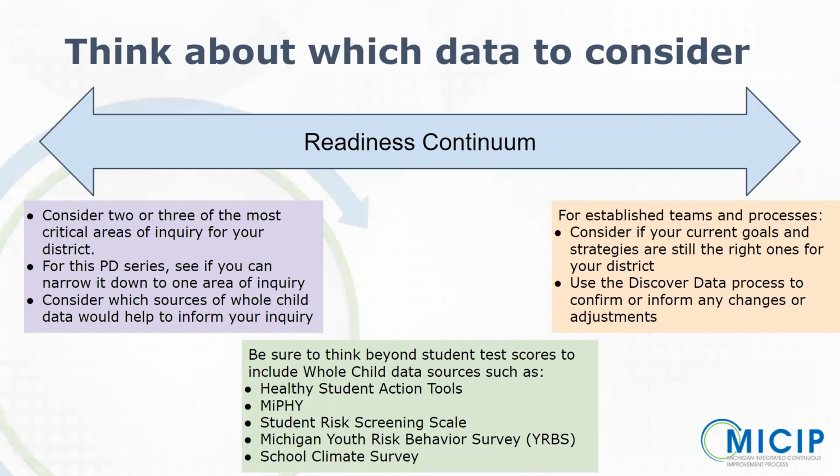More established teams on the other side of the continuum may already have well-established and supported district-level goals and strategies. These teams might want to consider if they want to continue with these goals and not start from scratch just because we have a new process. These teams could use the Discover data process in MICIP to confirm their current goals and strategies, or use the process to inform any changes or adjustments they might want to make. In either case, teams are encouraged to think beyond student test scores and consider whole child data, such as some of those sources listed here. This is not an exhaustive list, just a couple of suggestions to get teams thinking differently.